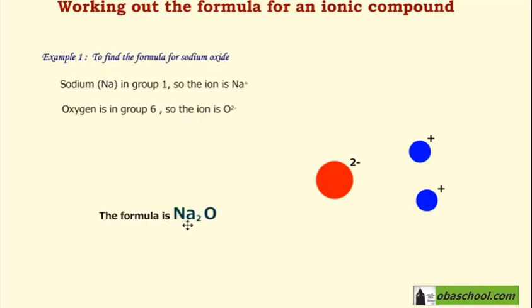So the formula here is Na2O. Sodium oxide is Na2O, 2 Na atoms as you see in the picture, and 1 oxygen atom. Why is there no charge for the compound? Because they cancelled each other.